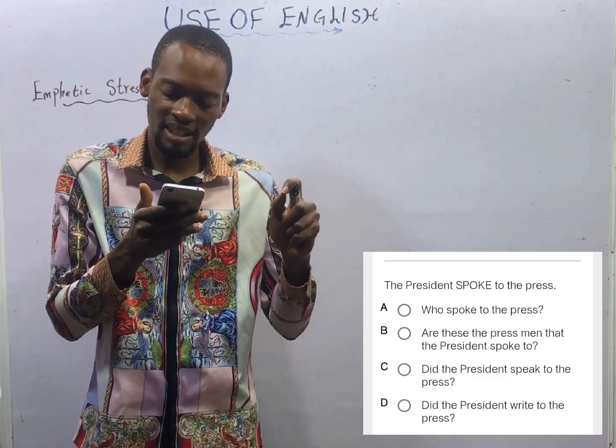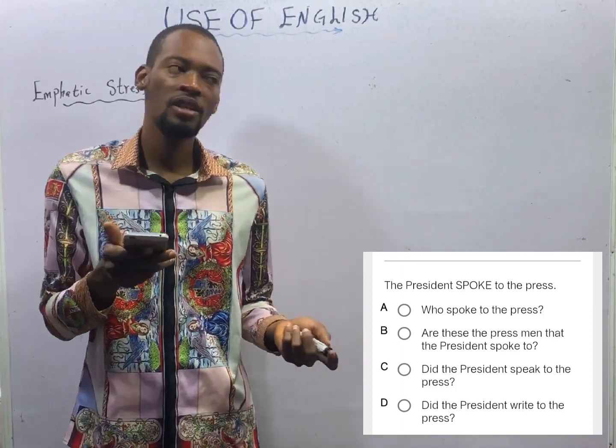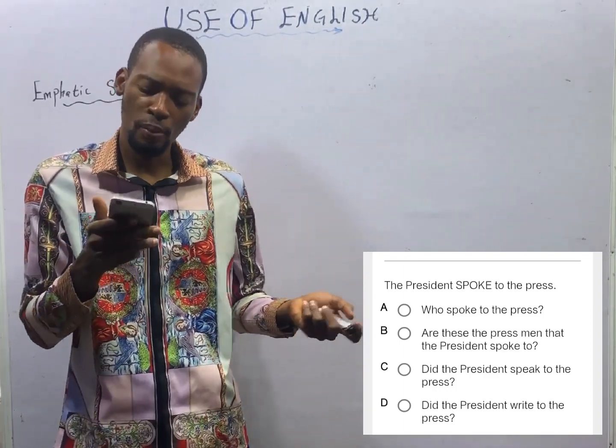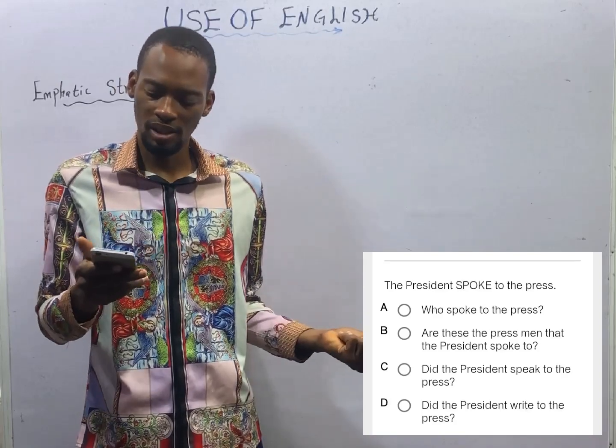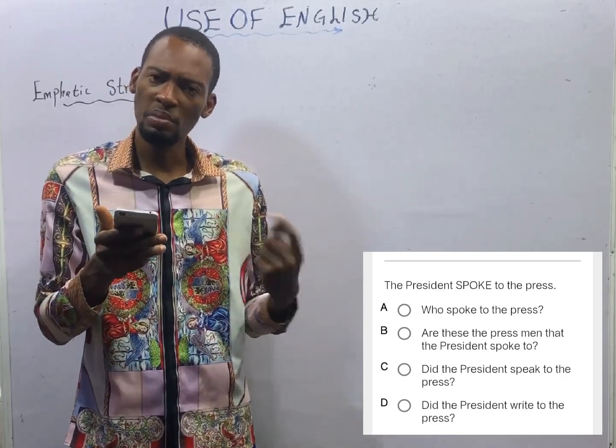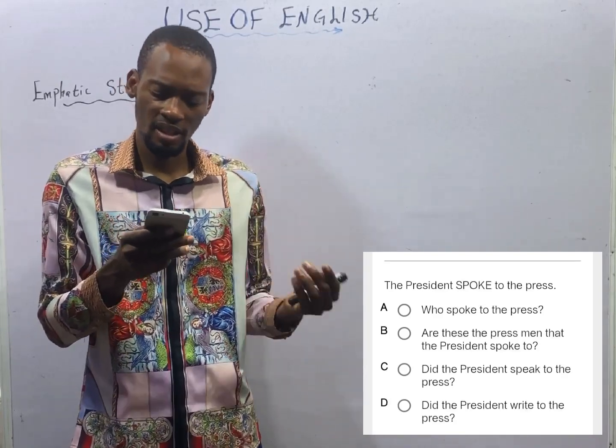Did the president write to the press? You say no, he did not write to the press. The president spoke to the press. So it gives us the opposite in meaning to the word emphasized.